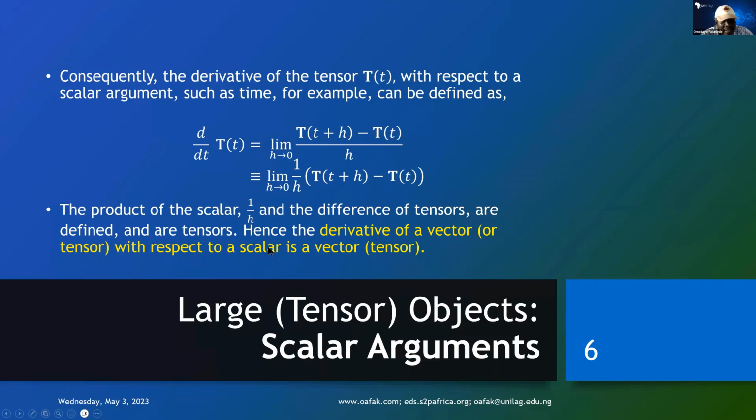Still the same thing. The product of the scalar 1 over h and the difference of tensors are defined, and they are tensors. Hence, the derivative of a vector or a tensor with respect to a scalar is either a vector or a tensor. If it is a vector you start with, you get a vector back. If it is a tensor you start with, you get a tensor back. So you can differentiate a tensor with respect to a scalar.